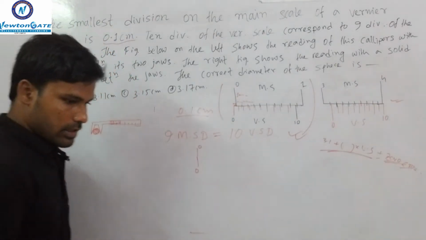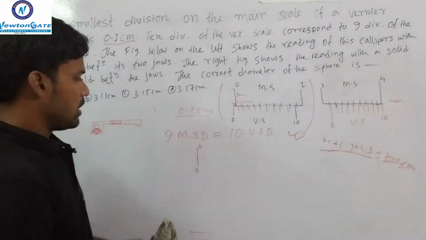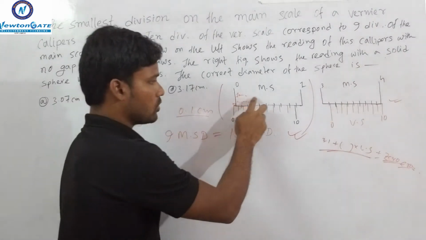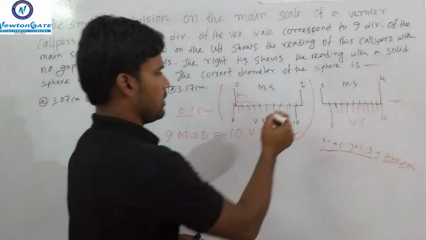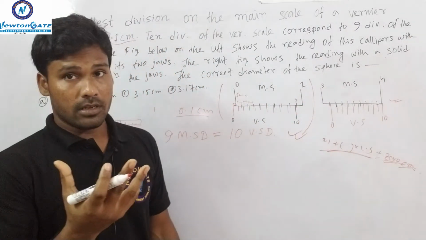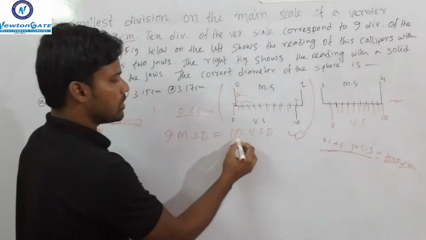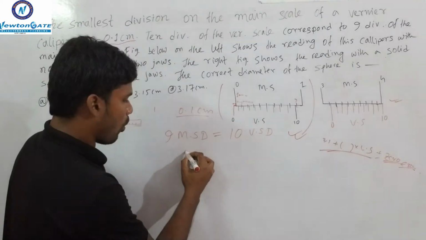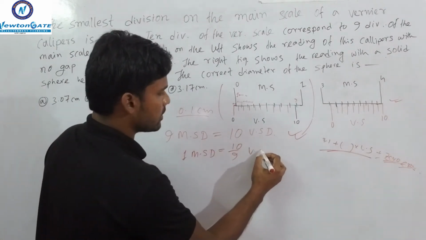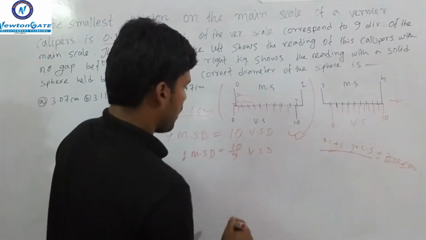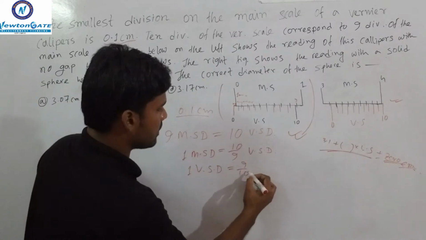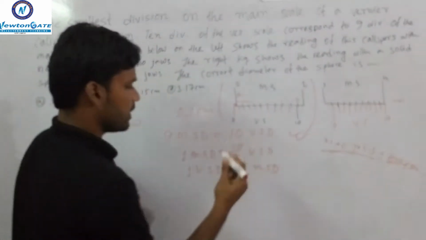So first you have to find the least count. Here the data is given: 9 MSD, that is 9 main scale divisions, 1, 2, 3, 4, 5, 6, this is 9 and this is 10, that is 1 centimeter, and 9 in millimeter. So 9 main scale divisions coincide with 10 vernier scale divisions. That means 1 main scale division is 10 by 9 vernier scale divisions, or you can say 1 VSD equals 9 by 10 main scale division.